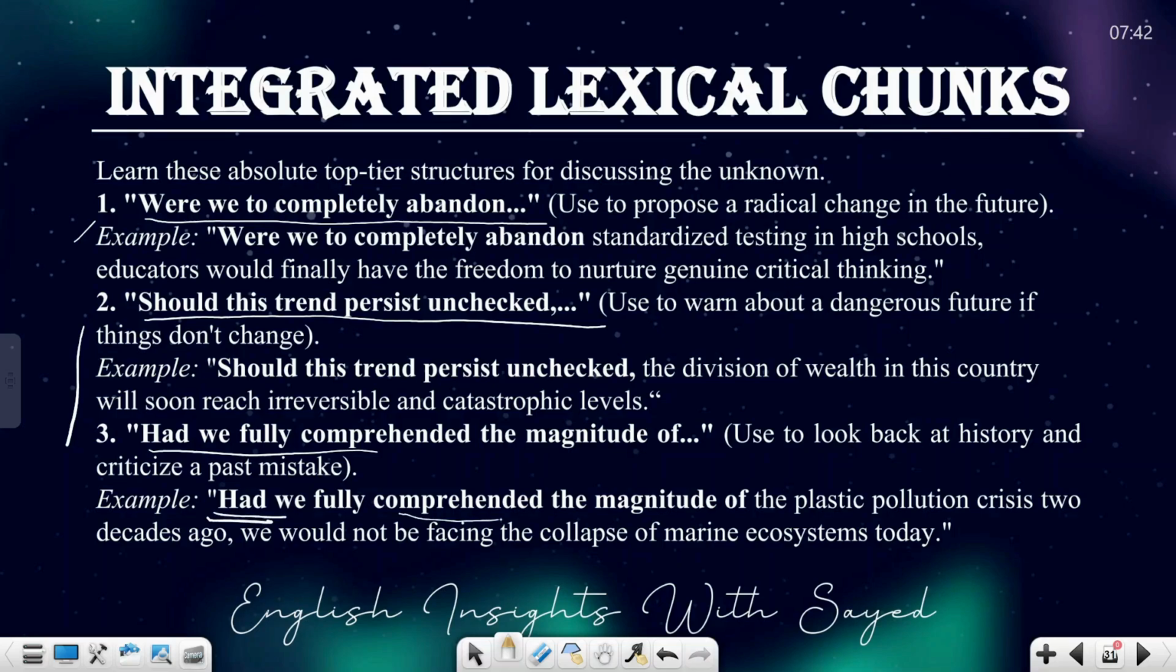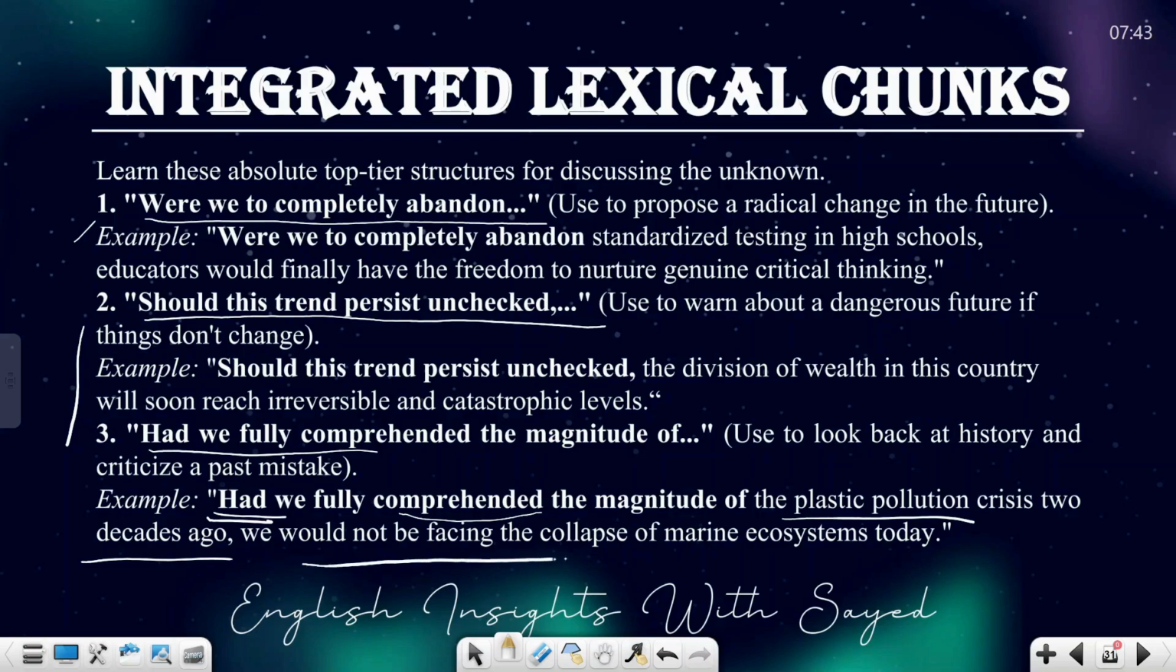had ইউজ হয়েছে, এখানে কিন্তু past participle ইউজ হবে, had we fully comprehend হলে structure ভুল হয়ে যাবে। Comprehended the magnitude, আমরা যে করতে পারতাম, the magnitude of the plastic pollution crisis, এই যে প্লাস্টিকের যে পলিউশনটা যদি আমরা আগে থেকে অনুমান করতে পারতাম, 2 decades ago, 2 দশক আগে যদি আমরা এটাকে comprehend করতে পারতাম, we would not be facing the collapse of marine ecosystems today.